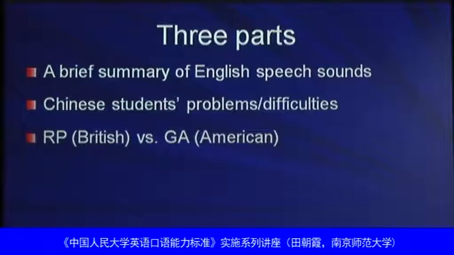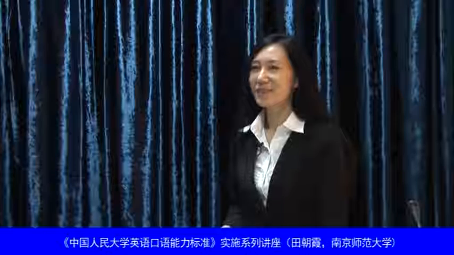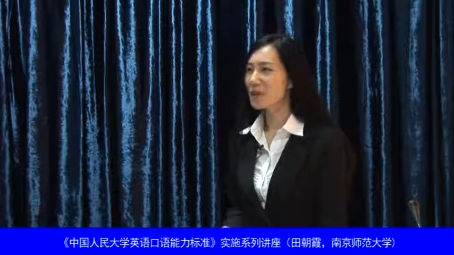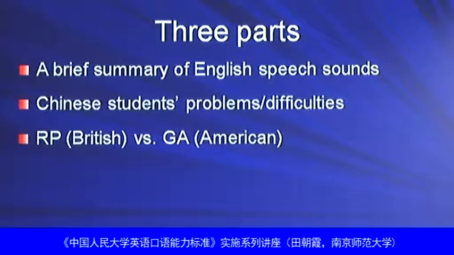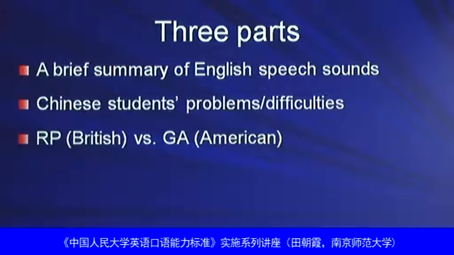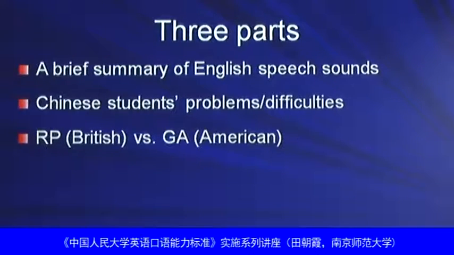There are 3 parts in this chapter. This is a big one. This is a long chapter. First, we're going to have a brief summary of the English speech sounds. And then in the second part, we're going to discuss Chinese students' problems or difficulties in English pronunciation. And finally, we're going to have a brief discussion about the difference between the British model and the American model. And this part is also what most students would be interested in.